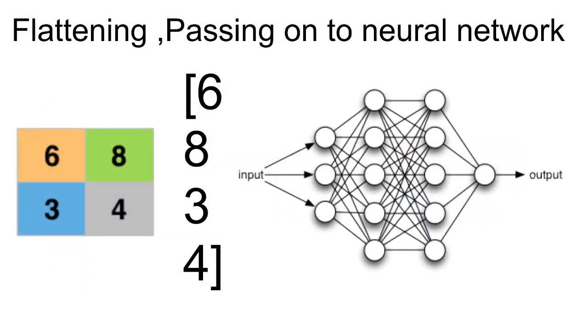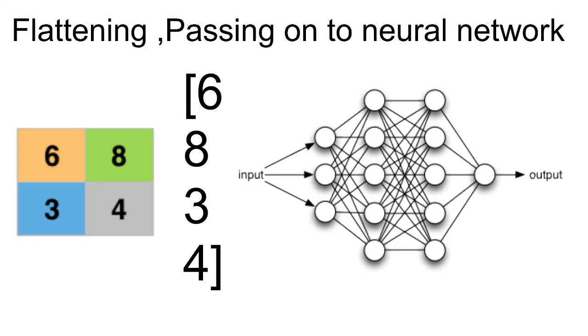Now flattening, passing on to the neural network. It's another important step. We got this layer after pooling. Now we need to pass it on towards the neural network so that we would get an output. Now the image is totally processed.